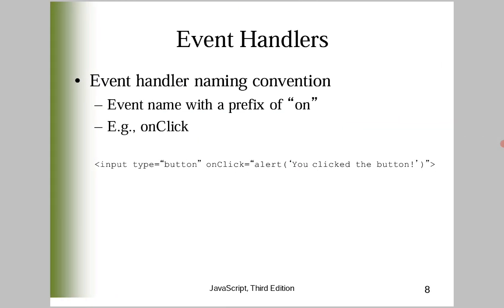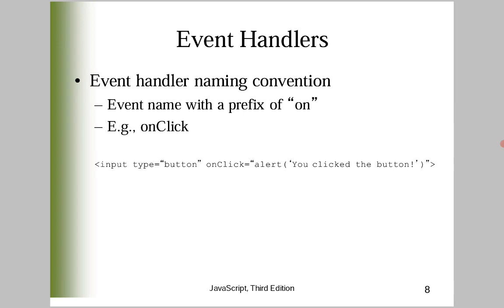Next, the event handler naming convention. Generally all event handlers begin with the prefix word on. For example, onclick, written with a capital C as onClick. So the event handler naming convention is the event name with a prefix of on. Examples are onclick, ondblclick, and so on.